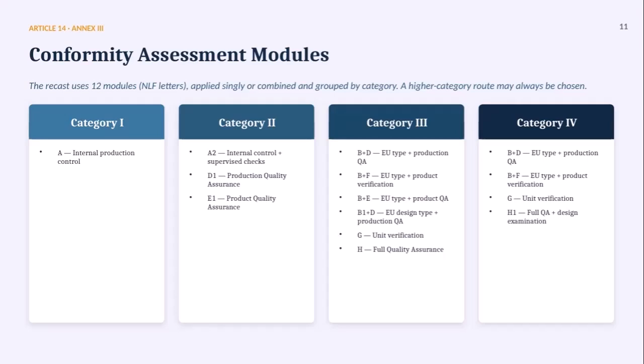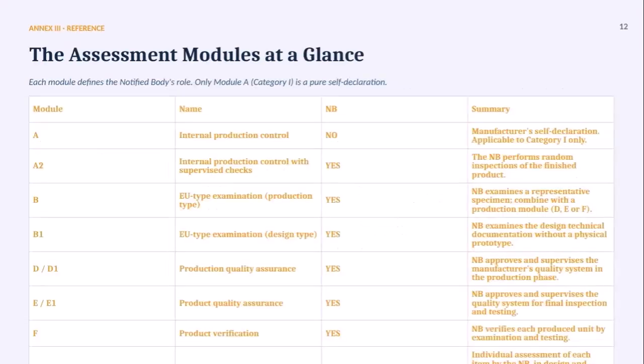Lastly, Category 4 includes some similar combinations, like B+D and B+F, with full quality assurance plus a design examination in Module H1. This category reflects even more stringent assessment procedures. Understanding these modules and their categories helps in selecting the right conformity assessment pathway depending on the product requirements and regulatory demands.